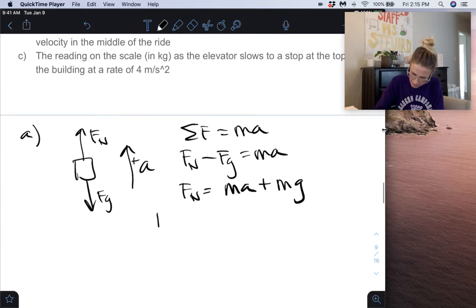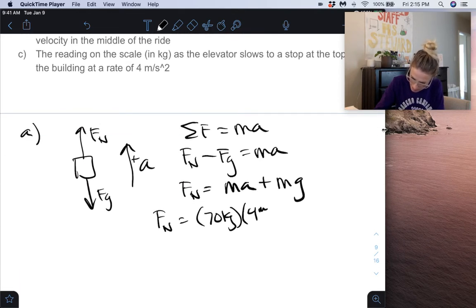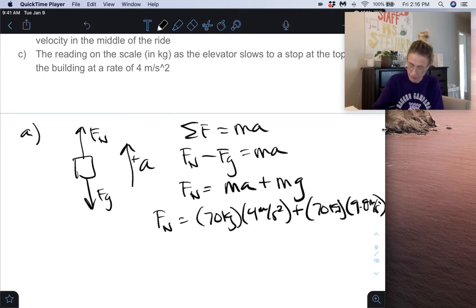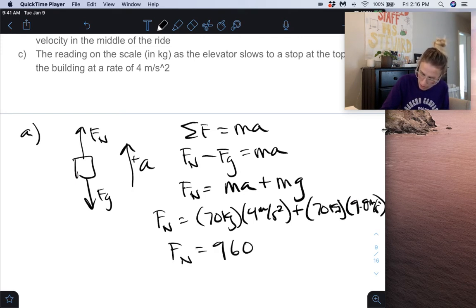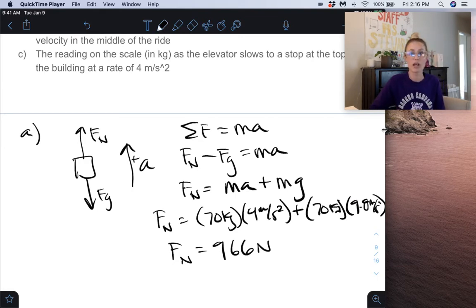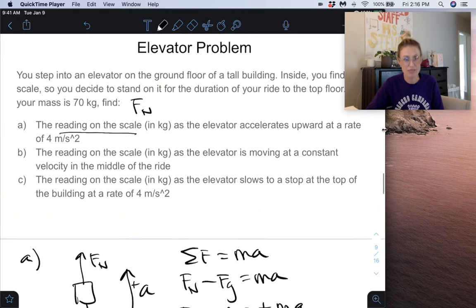Now we can plug in our numbers. The normal force is equal to the mass, 70 kilograms, times the acceleration, 4 meters per second squared, plus the mass, 70 kilograms, times the acceleration of gravity, 9.8 meters per second squared. So we get 70 times 4 plus the quantity 70 times 9.8, which gives 966. Now this is the normal force, or the weight that you feel when that elevator is accelerating upward. But we want the mass reading on the scale.